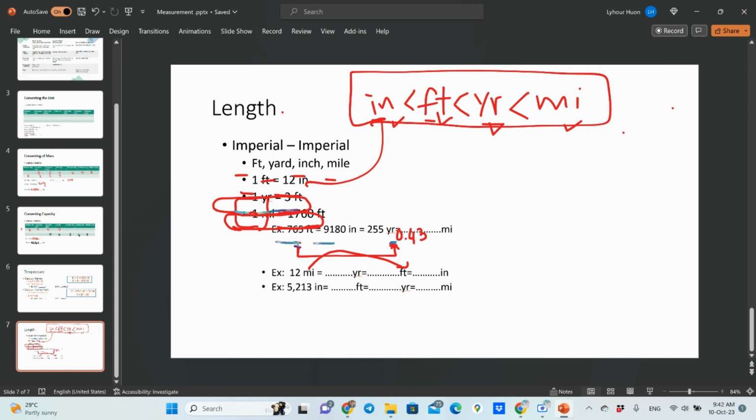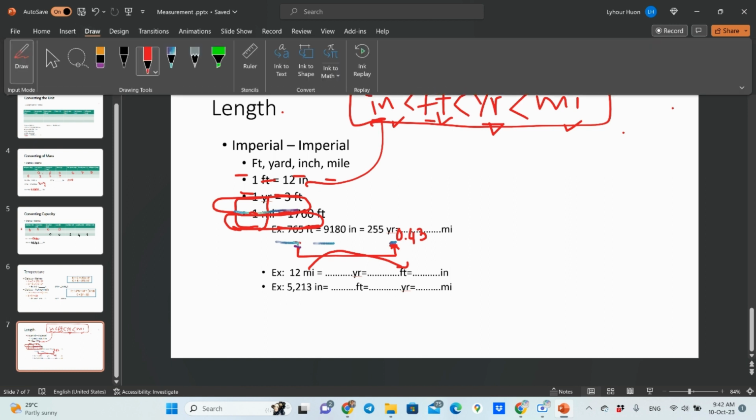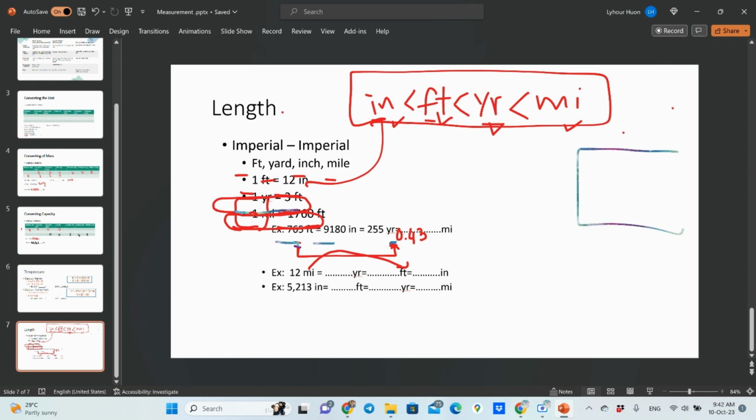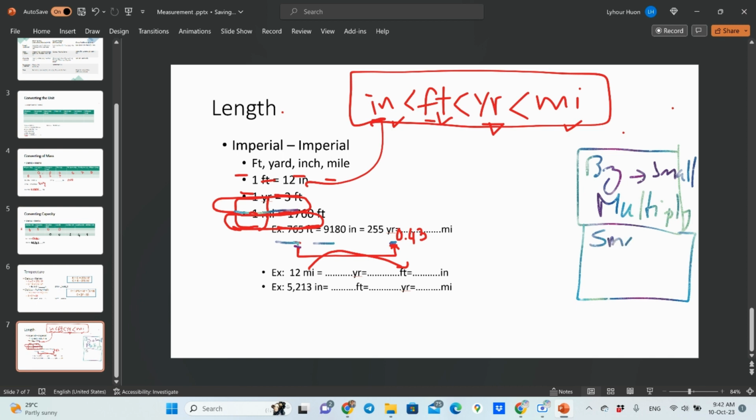Multiply, yes. So maybe you can take this little note: from big to small, we multiply. From small to big, we divide. Yes. Okay, this may be a little note, then you can remember. From big to small, we multiply. From small to big, we divide.